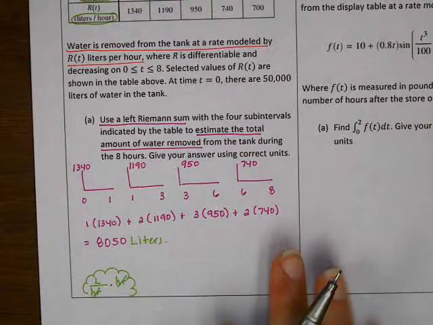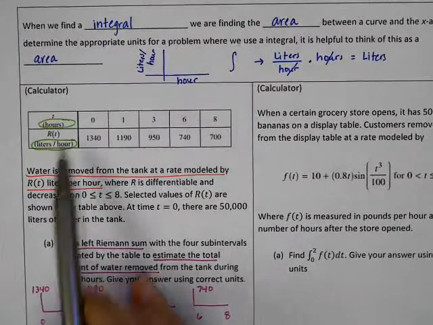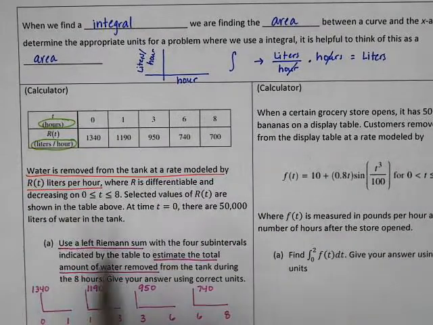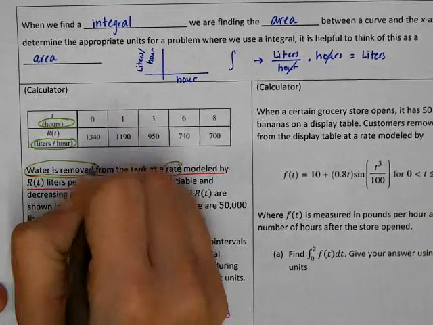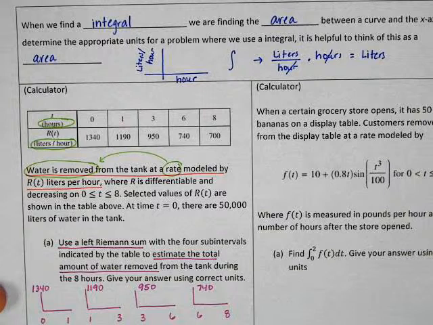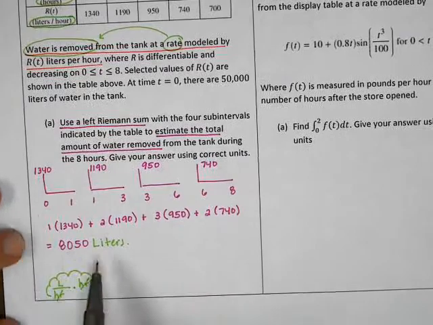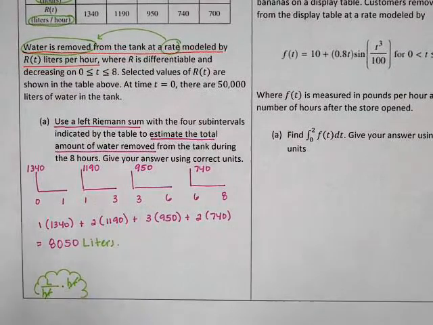In other words, if this is a function that tells me the rate at which water is removed, then when I integrate, I just get how much water was removed in liters.